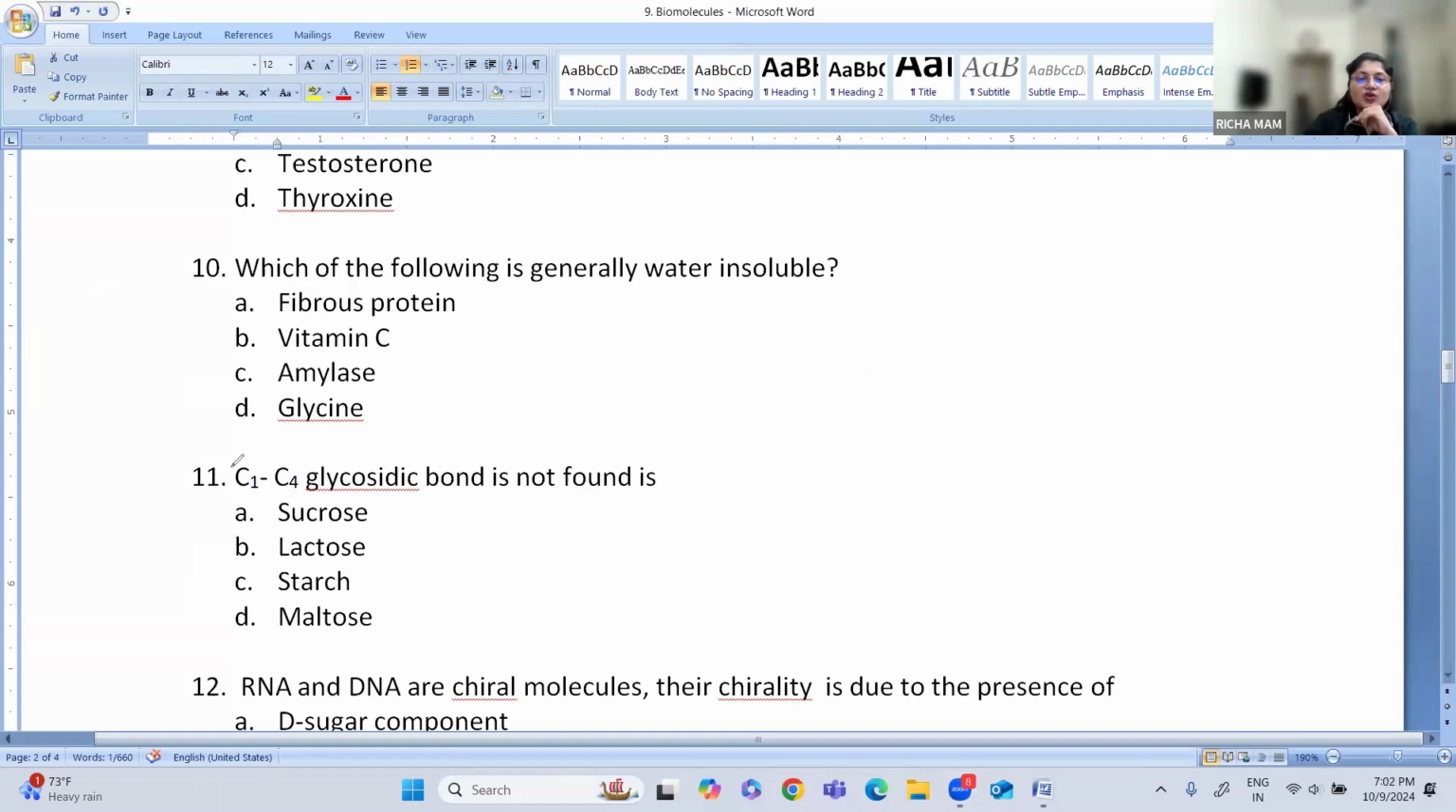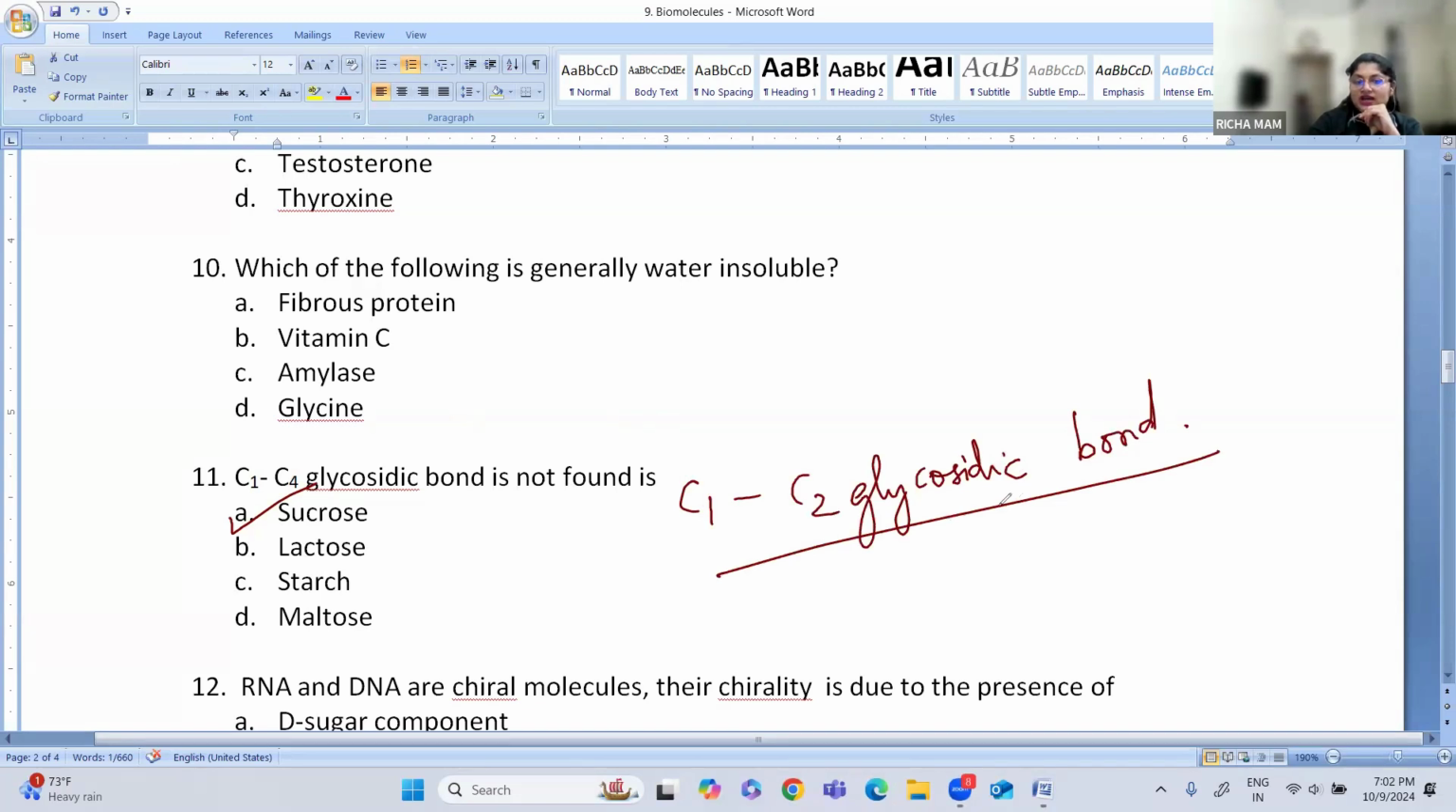It is not found in sucrose, because in sucrose you have a C1 to C2 glycosidic linkage. For this you need to see the structures of all the sugars: glucose, lactose, starch, maltose. The glycosidic linkage in sucrose is C1 to C2, and the rest, lactose, starch and maltose, consist of C1 to C4 glycosidic linkage. So sucrose does not consist of a C1 to C4 glycosidic bond because it consists of C1 to C2.